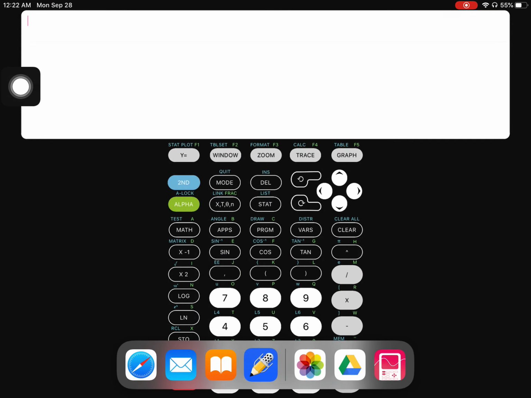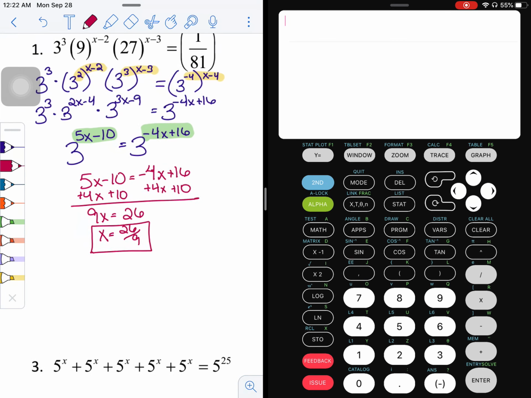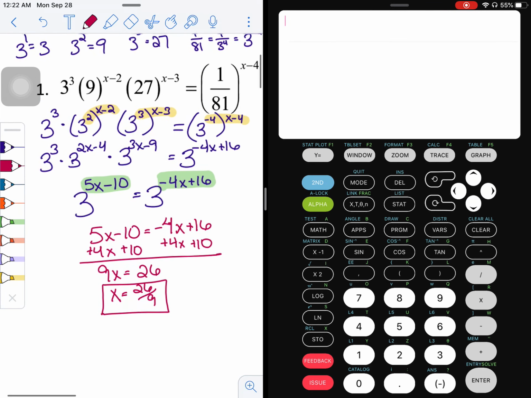It's not that difficult to do, and it's nice to be able to test your work. But again, it depends on what you understand your calculator can do. I'm going to store this value as x, so 26 over 9. Now how do you store? Just hit the STO. That will store, and I'm going to assign this to x, okay, and hit enter. So 2.8 repeating is what the value is.